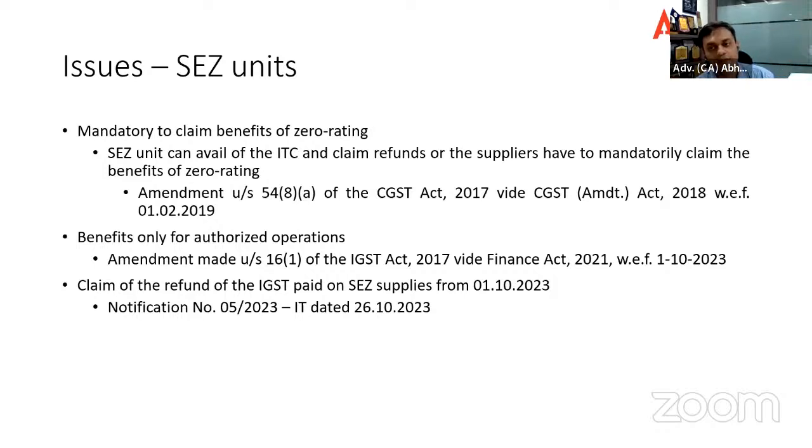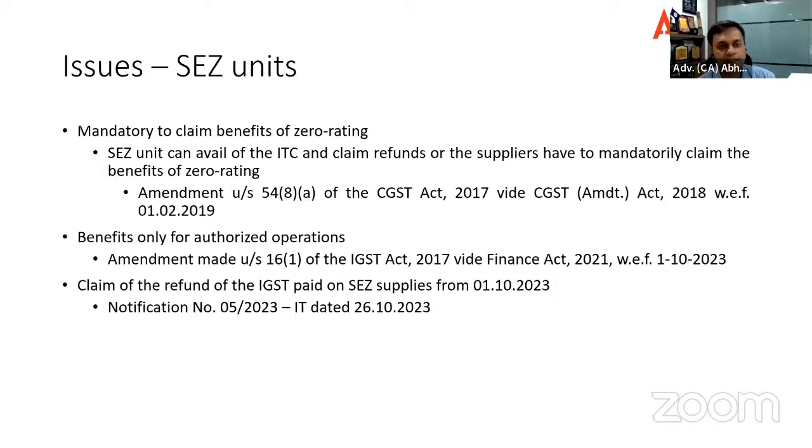Now an amendment has come with effect from 1st October 23, which says that the benefit of zero rating is available only for authorized operations. And evidence to that effect would now have to be kept by all the suppliers who are making supplies to SEZ units or developers to indicate that their supplies are for authorized operations.